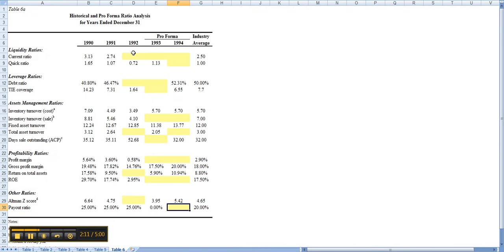Same thing for the ratios. You don't have to write down the ratio and how you calculated it. As long as you fill in the table here, you'll be fine. So there's not going to be a whole lot of write-up on this case, except for some of the later questions, the concept questions.